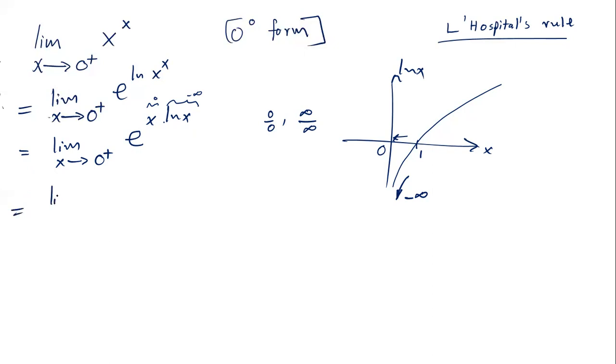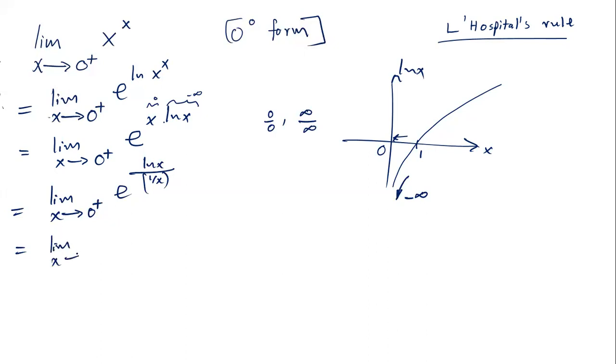So that here I get the limit when x tends to 0 from the positive side of e to the power ln x divided by 1 over x. Now when x tends to 0, ln x goes to minus infinity, and 1 over x goes to positive infinity. So we get an infinity over infinity form. Now I can use L'Hopital rule, where I differentiate the numerator and the denominator and see where it leads me.